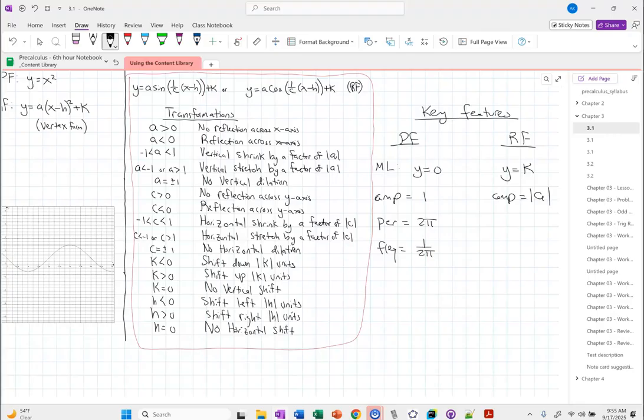Okay. Period. That's the horizontal distance. If I reflect across the x-axis, is that going to change it? If I stretch or shrink vertically, is that going to change it? No. If I reflect across the y-axis, is that going to change it? If I stretch or shrink horizontally, is that going to change it? Yes. So that's the one that controls it.